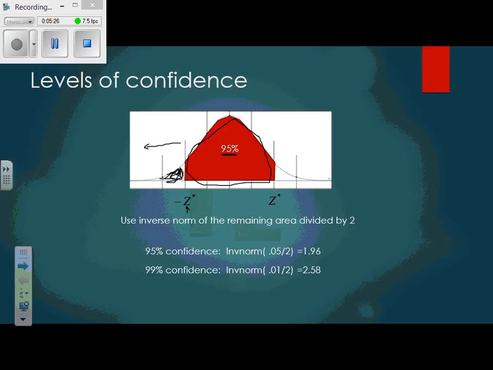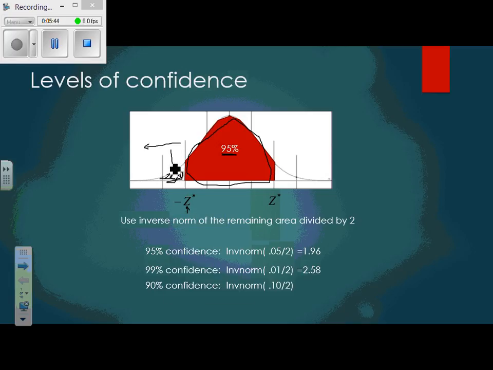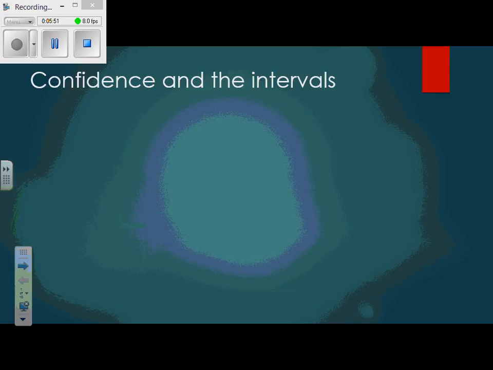So these are z-star values probably worth memorizing. For 90% confidence, that's where we get 5% on each tail. To figure out the z-star, you just do inverse norm of 0.10 divided by 2, or just 0.05, because that'll find that shaded area down here at the bottom, because that's the way inverse norm works, and that's a little over 1.5 standard deviations away.